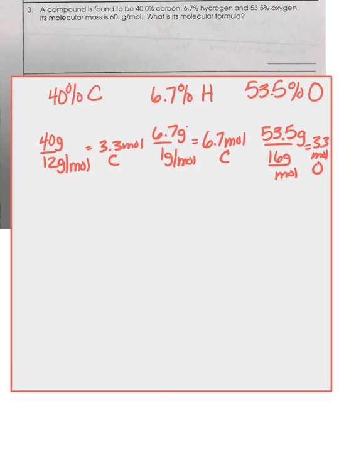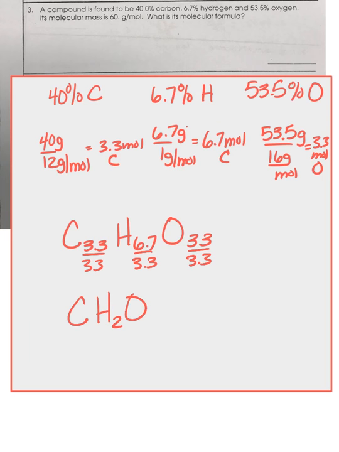Then I have to make my mole ratio. So here's my mole ratio, but they're not whole numbers. So I'm going to divide them by the lowest one, which is 3.3. Okay, so now we have the empirical formula of CH2O. Just by dividing these, I got a ratio of 1 to 2 to 1.